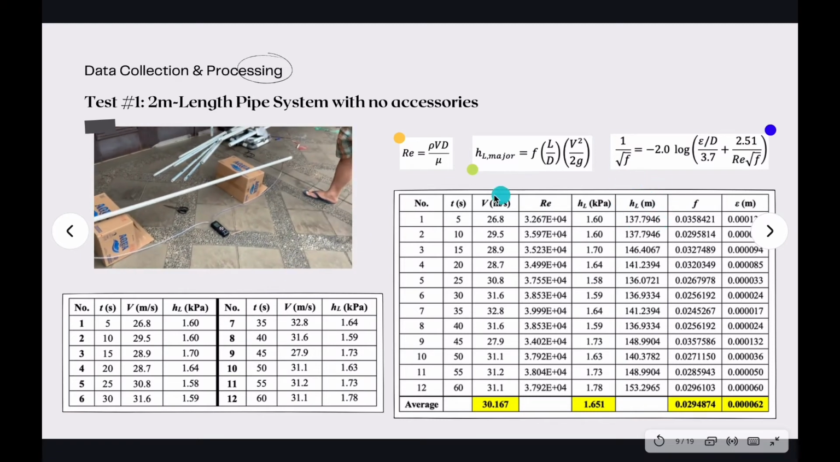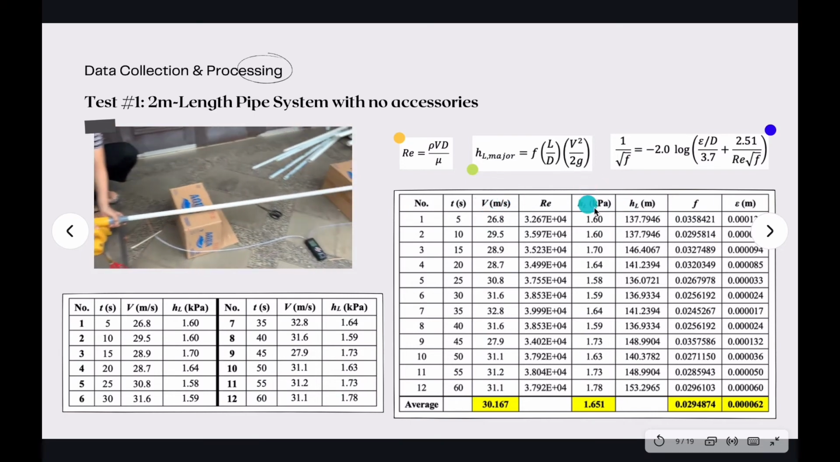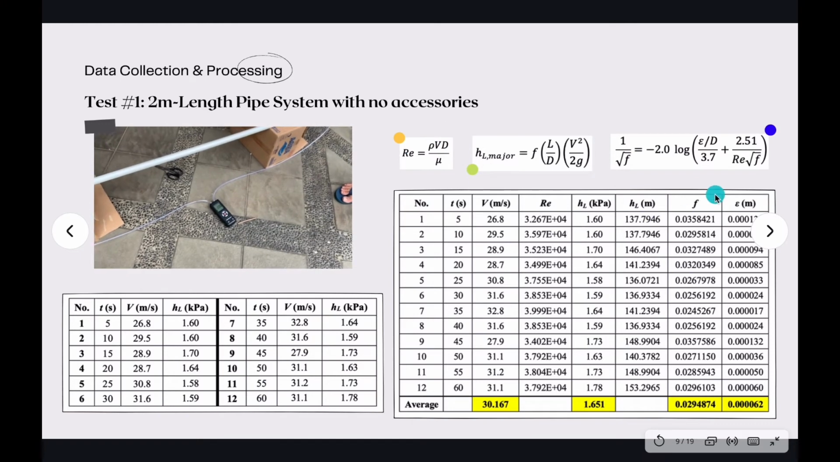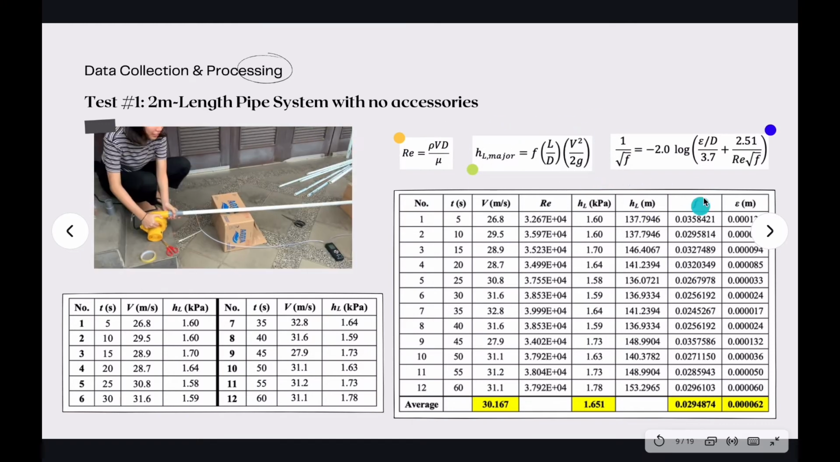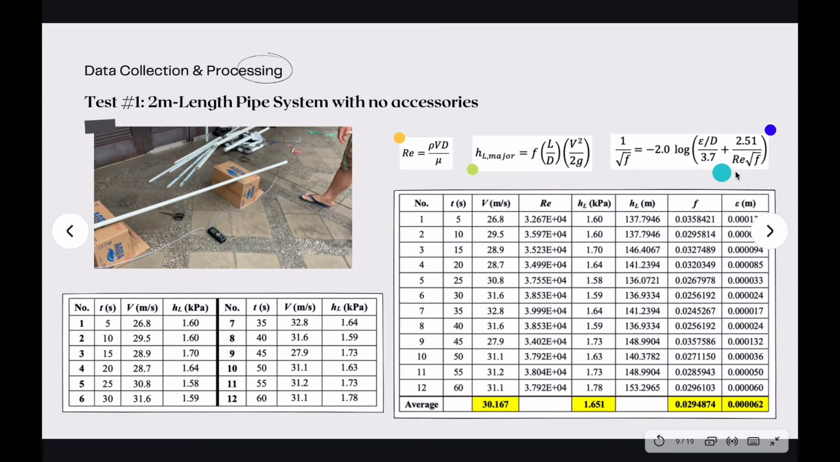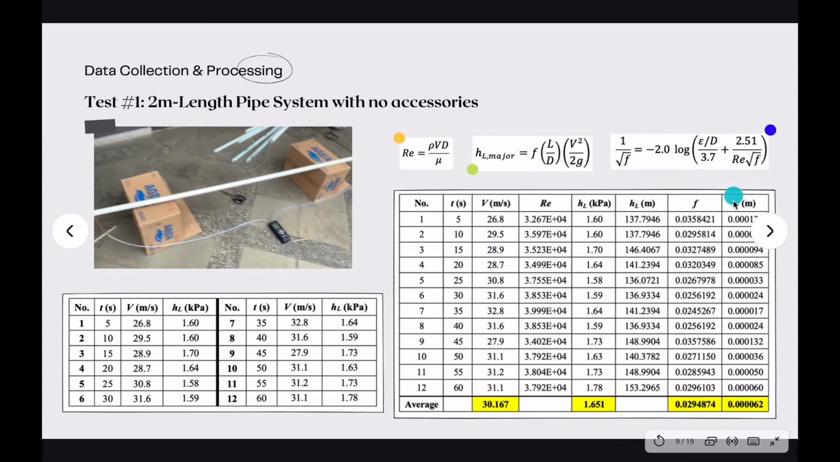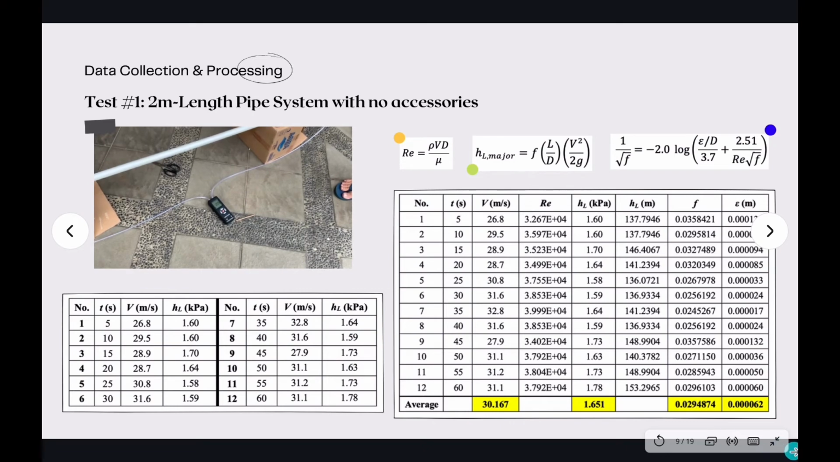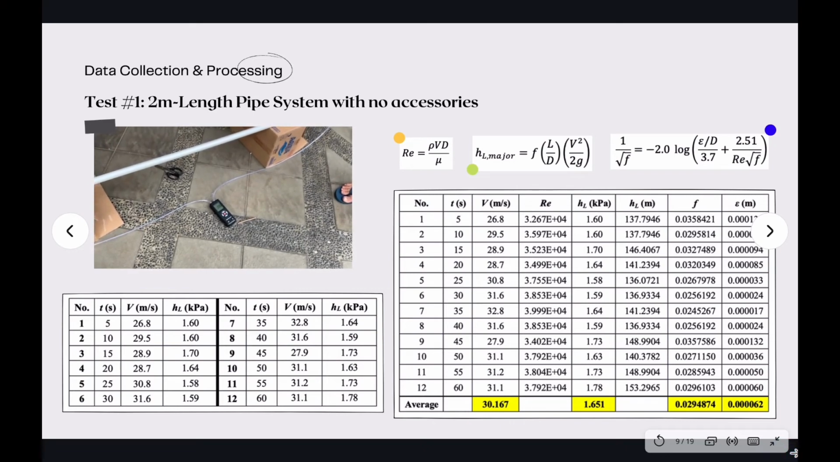With knowledge of the flow velocity and head loss, we are able to find the Reynolds number using this equation and the friction factor using this equation. Then keying in F and Reynolds number to the Colebrook formula to find epsilon. The obtained average values of F and epsilon will be used for the preceding tests.